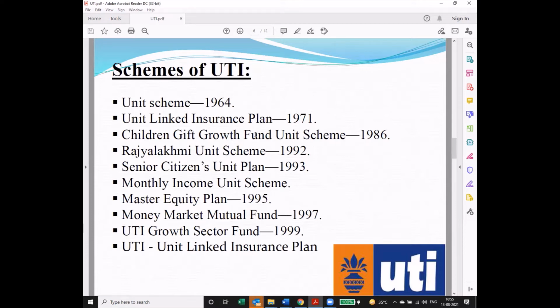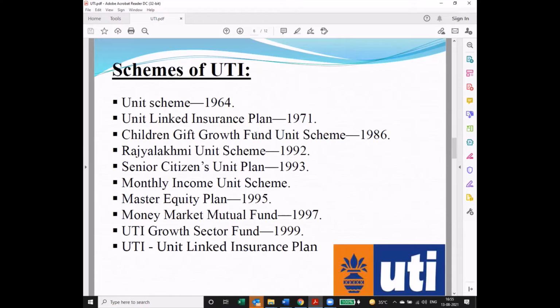Monthly Income Unit Scheme. This is one more income scheme for when a person is getting retired, or maybe a person has a full-fledged fund of 10 lakhs, 20 lakhs, 30 lakhs. He can invest into this, and every month he starts getting a certain amount of income, and that is based on the unit price. Master Equity Plan 1995, investing in equity shares of a company. They used to float unit equity.